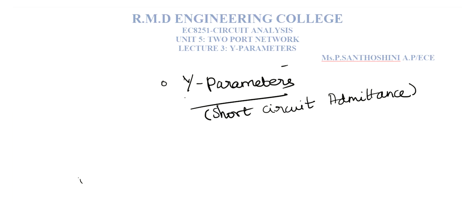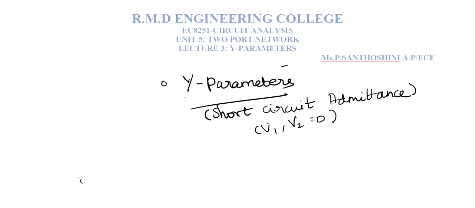And obviously from the name itself you can identify that short circuit means we are making V1 and V2 equal to 0. Previously in the Z parameters we made I1 and I2 equal to 0. Clear? So now in this concept we are going to see the reverse of the Z parameters.